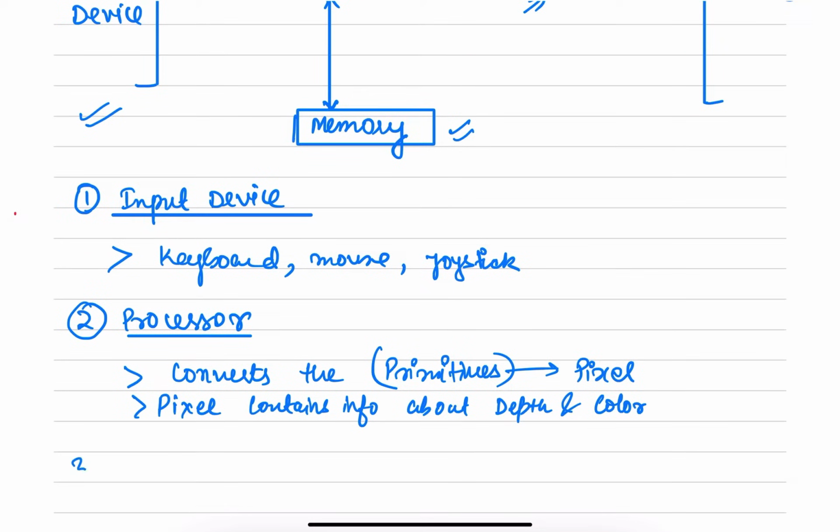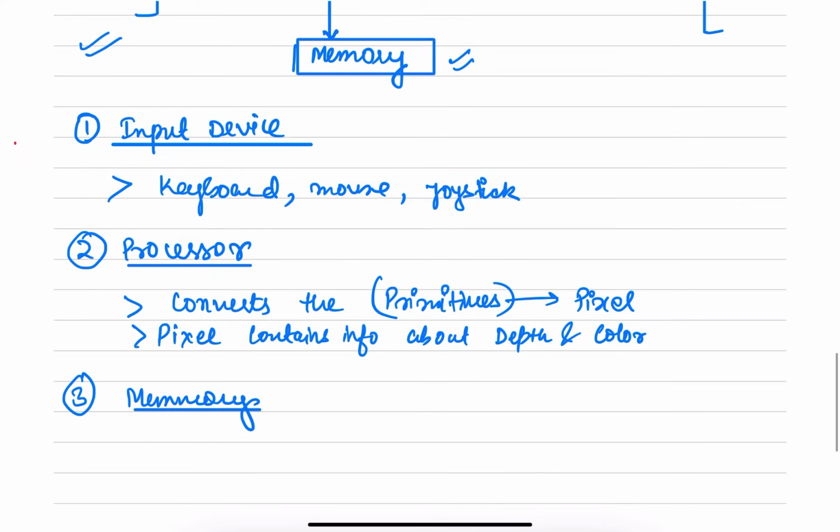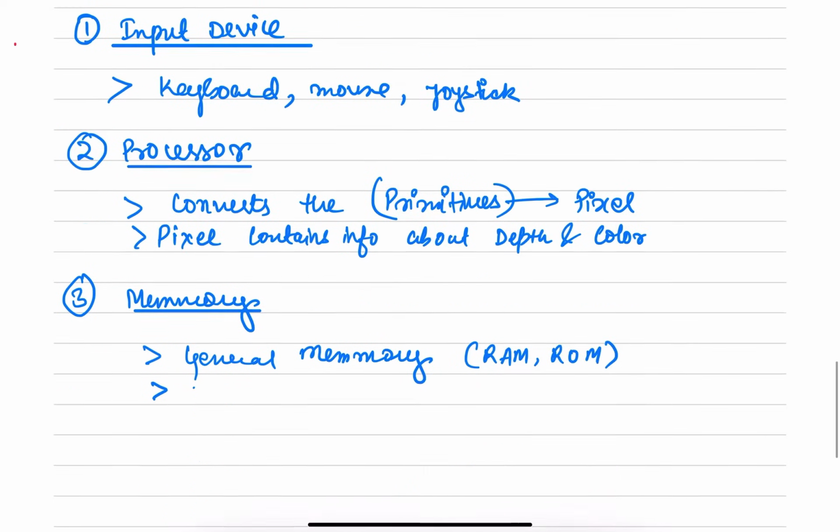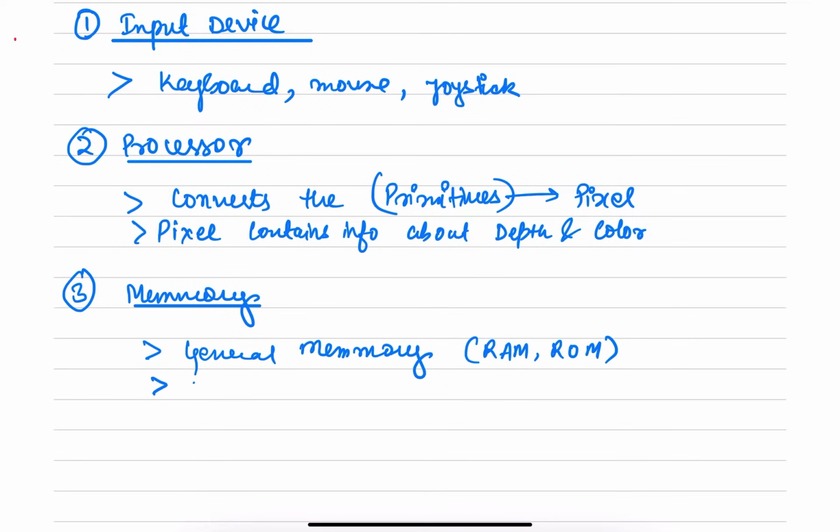Then we have what is called memory. So what is this memory? This is a general purpose memory, like your RAM and more. It's a general memory, like you can write RAM or ROM. It basically stores the non-graphic based data.